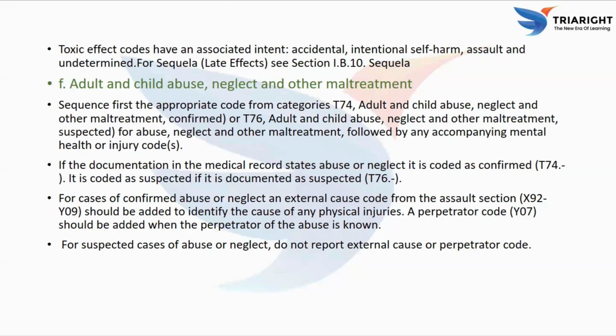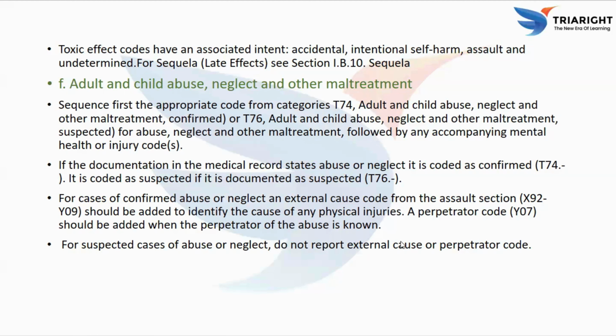So who is a perpetrator? A person who causes the abuse is called a perpetrator. The perpetrator may be a parent, spouse or partner, other family member, caregiver, as well as an unspecified person. So you have to assign code Y07.0 for parent, Y07.1 for spouse or partner, Y07.2 for other family member, Y07.3 for a caregiver, as well as Y07.9 if the perpetrator is unspecified.